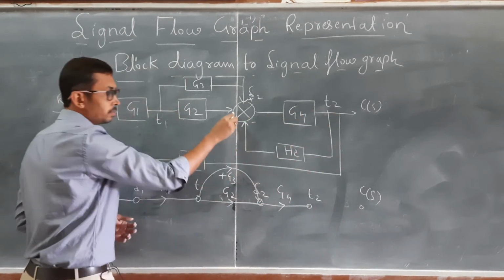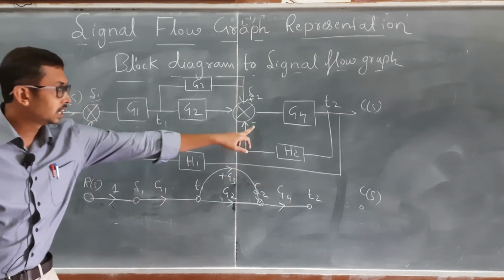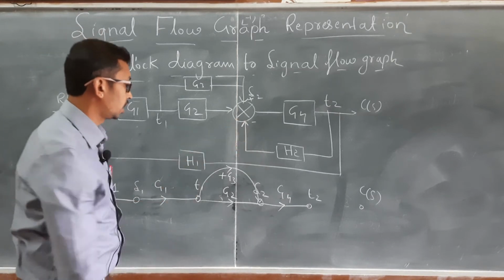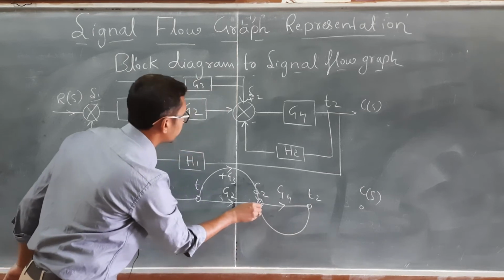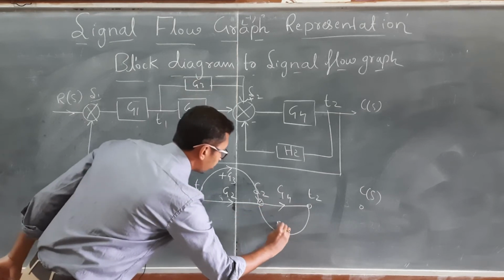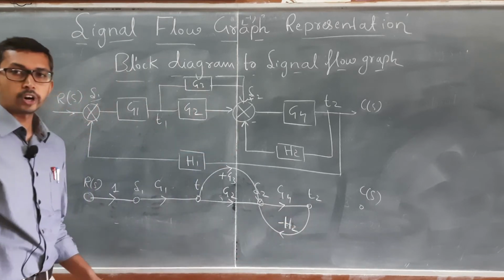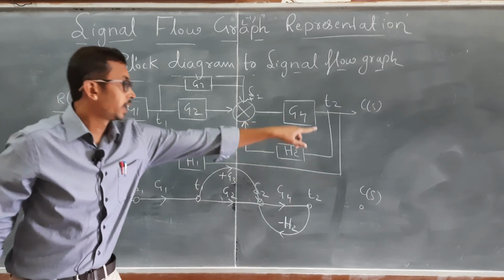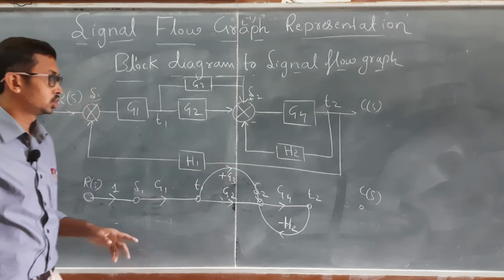Next, we have a signal from takeoff point 2 to summing point 2 with a branch gain of H2. Here we have a negative feedback signal. So takeoff point 2 to summing point 2 has a branch gain of minus H2. Are you getting my point? Why is it minus H2? Because here we have a negative feedback, that's why it is called minus H2.